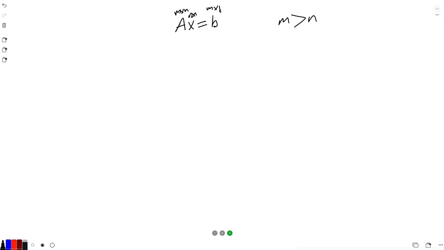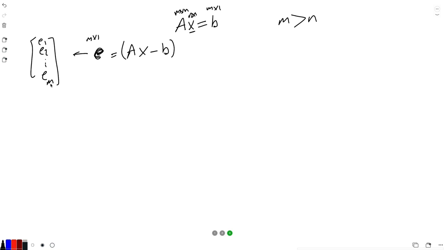Now, what is the optimum x which minimizes the error? The error vector e, with elements e1, e2, e3, will also be m by 1. This error will be Ax minus b. This vector consists of e1, e2 till em, because, as we said, we have m equations.